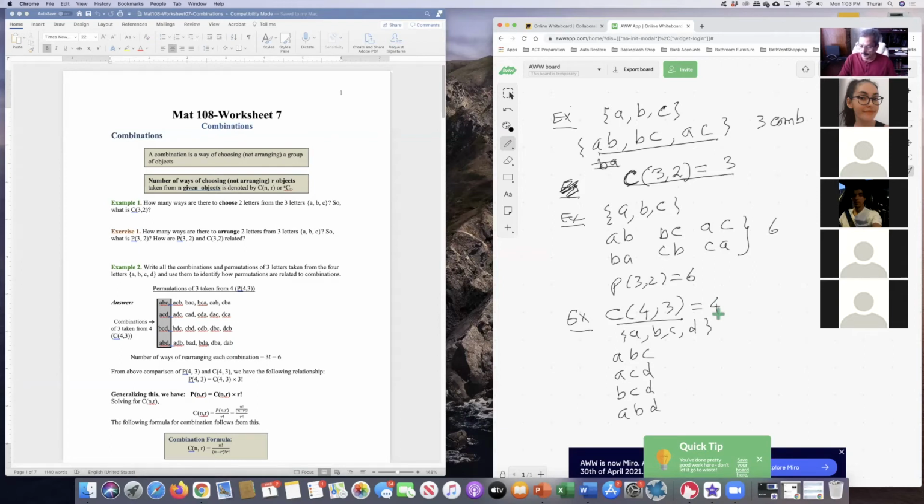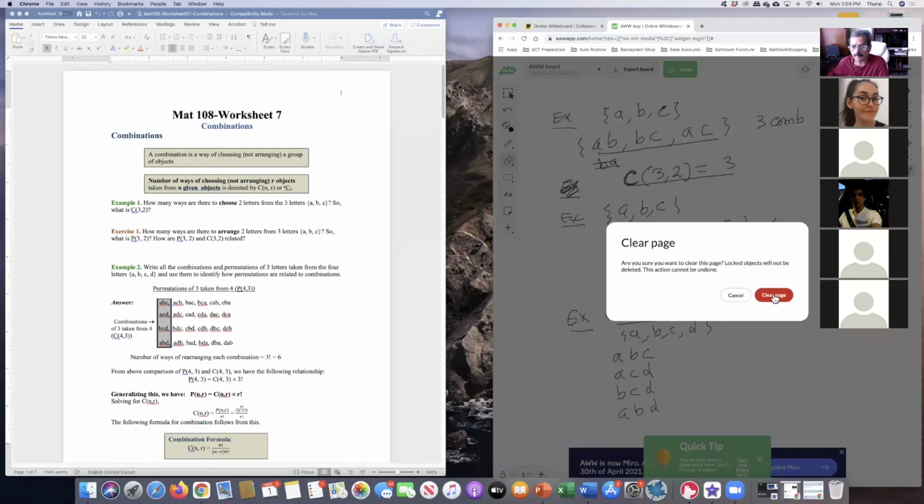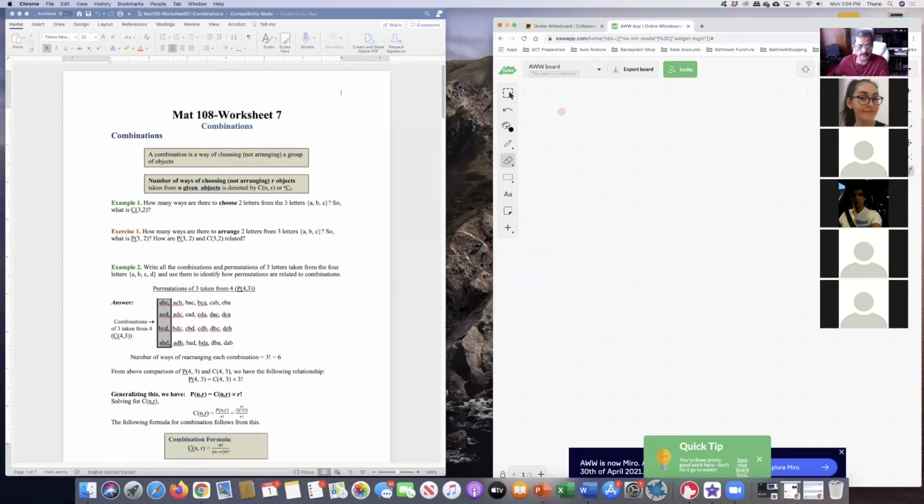Now, we are going to derive a formula for combination. To derive that, we're going to have to see how the 2 things are related, combination and permutation. So let me clear the board. I'm going to use this P43 and C43 as a way of seeing how they are related, the permutation and combination. P43 and C43, how are they related?